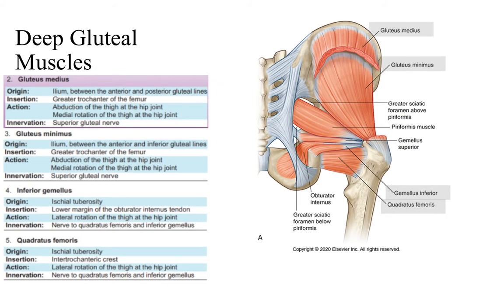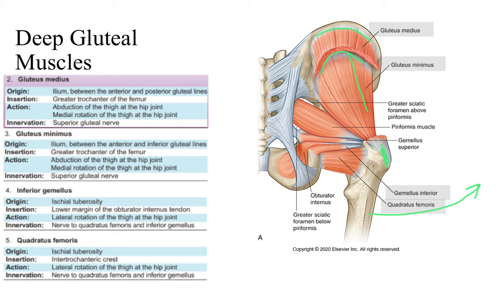Continuing on, we have our gluteus medius and gluteus minimus, which both arise from approximately the same part on the gluteal region of the ilium, and going to the greater trochanter of the femur. So notice it goes to the lateral aspect of the greater trochanter of the femur. So when you contract these muscles, what you're going to do is have the thigh go outward. So it's going to be an abduction of the thigh at the hip joint.